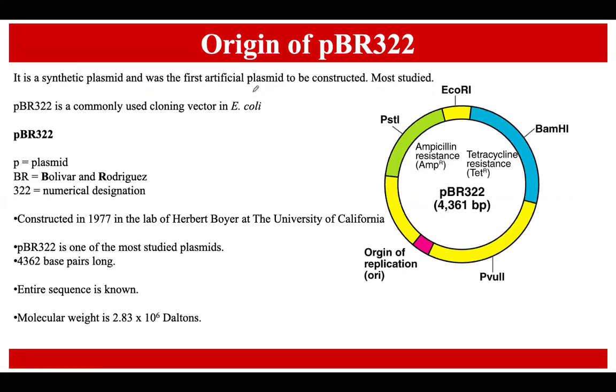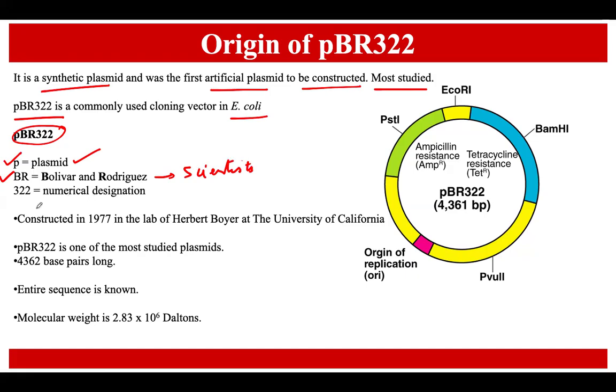Now, what is the origin of pBR322? It is a synthetic plasmid and it was the first artificial plasmid to be constructed. And it is the most studied one. pBR322 is a commonly used cloning vector in E. coli. And what does it stand for? P in pBR322 stands for plasmid, which gives it the identity that it is a plasmid. BR stands for Bolivar and Rodriguez, who were the scientists who constructed this plasmid. And 322 is the numerical designation given to it.